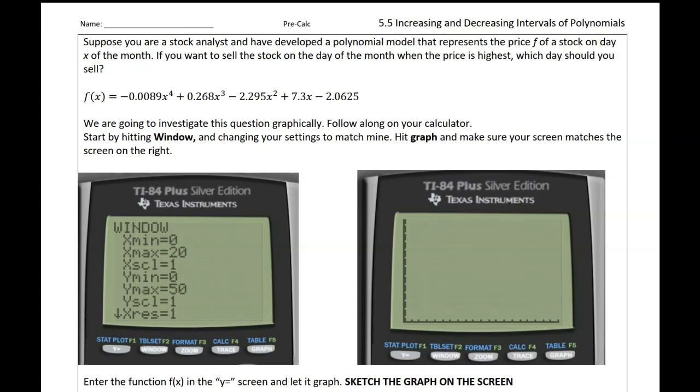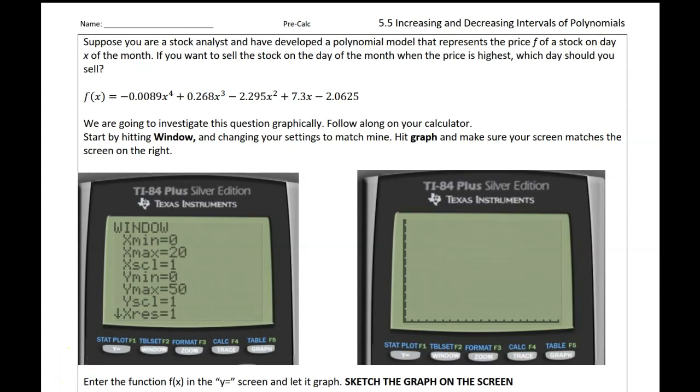Alright, in this lesson we're going to examine some properties of polynomial functions. You will need your graphing calculator for this lesson. I highly suggest you follow along with all my moves on the calculator as you watch the video. So if you need to, pause the video now and go find your calculator.